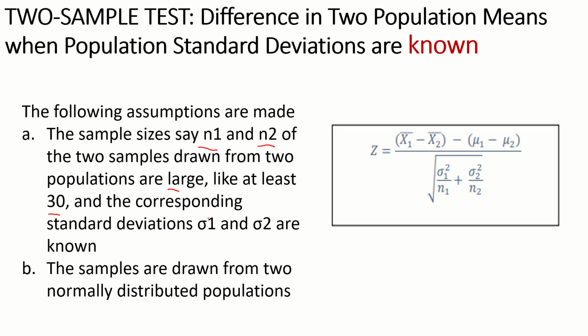And the corresponding standard deviations, sigma 1 and sigma 2, are also known. That means these will be given. The samples are drawn from two normally distributed populations. That means the population distributions have to be normal. This is the main requirement of a parametric test. Population distribution has to be normal. Okay.